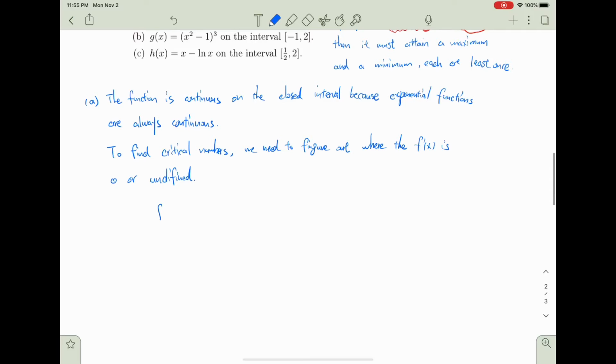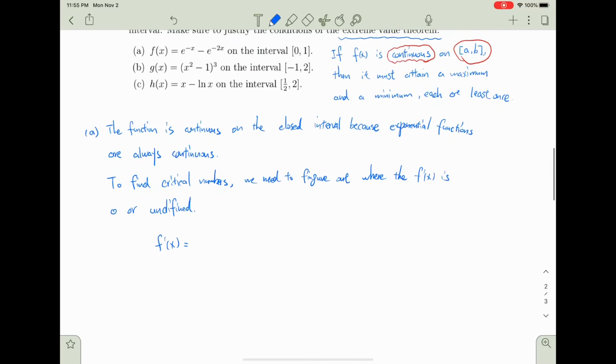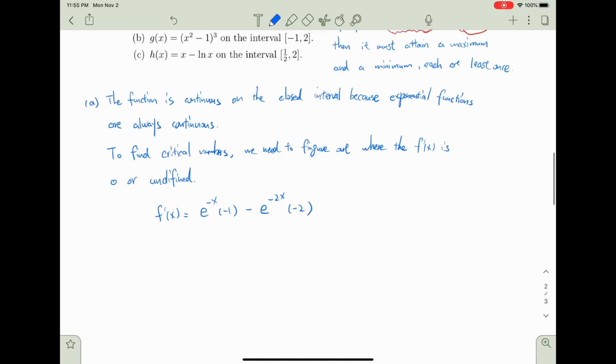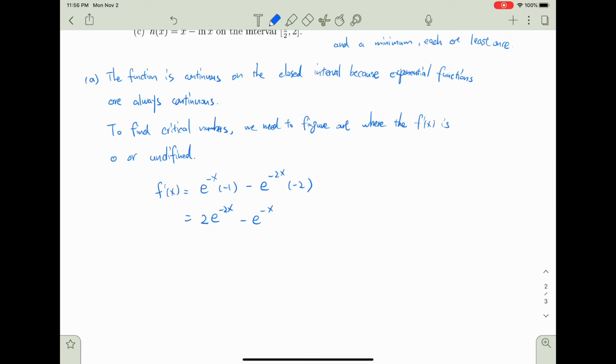So write out the derivative, just straightforward by using the exponential rule and the chain rule. It's e to the negative x times negative 1 for the first one, minus e to the negative 2x times negative 2, by the chain rule, which is equal to 2 times e to the negative 2x minus e to the negative x. Right? And now we're going to set this to 0.